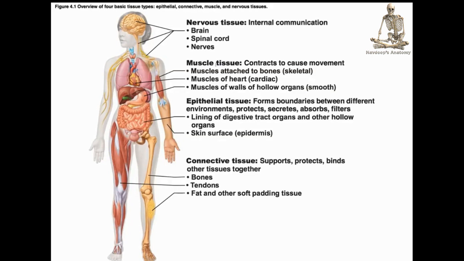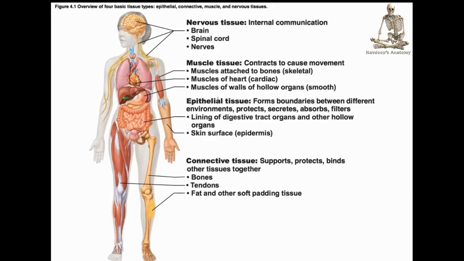and from the body towards the brain. Then, talking about muscle tissue, its main function is contraction, and with the help of contraction it causes movement. Muscle tissue is divided into three types. The first are the muscles attached to the bones, called skeletal muscles. The second, which you are very familiar with and have already studied, is the muscle of the heart, also called cardiac muscle.